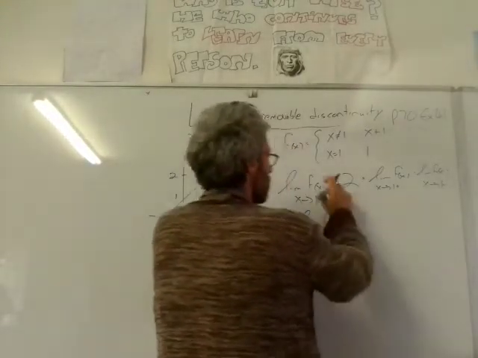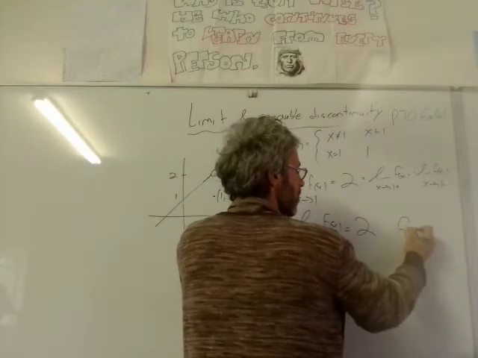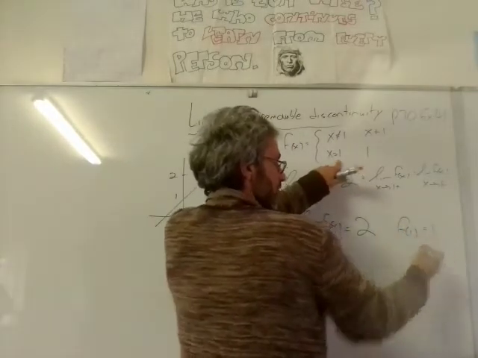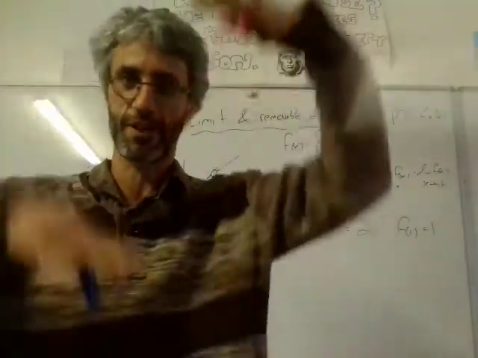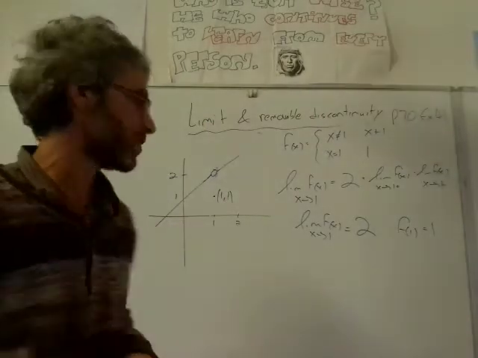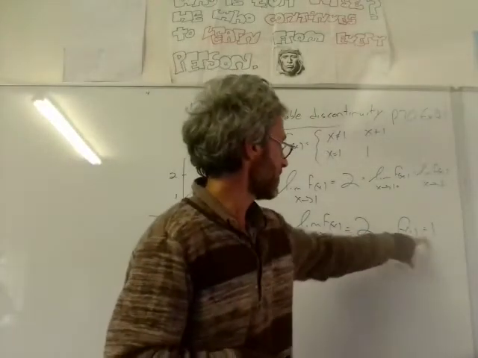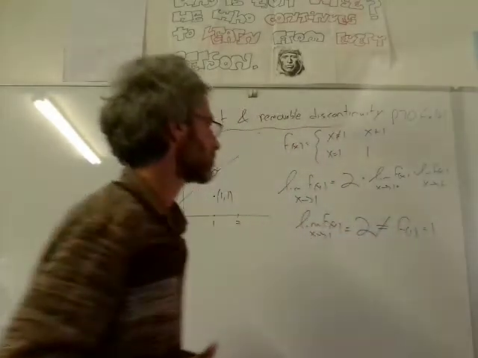Because the limit of f of x when x approaches 1 is 2. And f of 1, according to this definition, I know it's a crazy definition, but we can do that. We had functions divided onto different areas of x. That's not the same. So it's not equal to that. It's not equal to that.